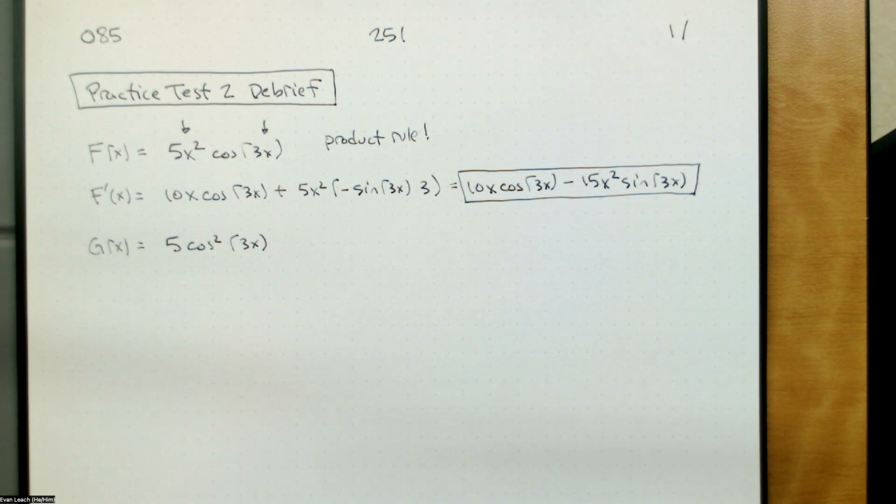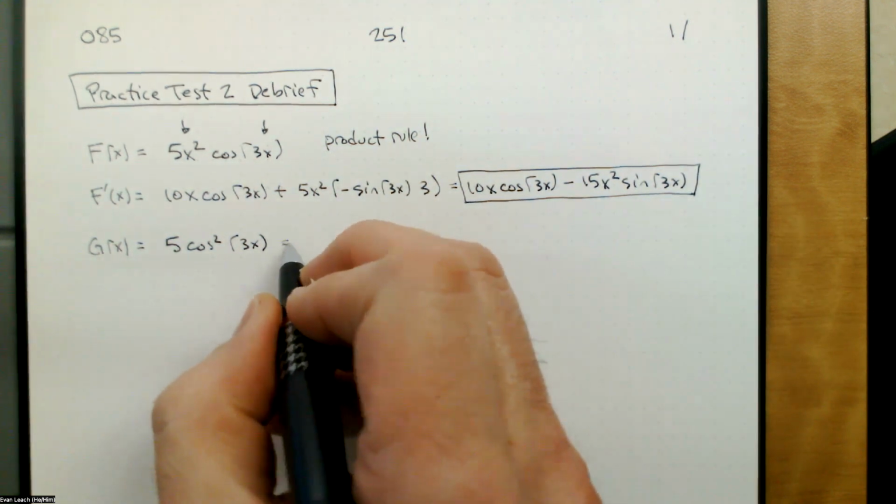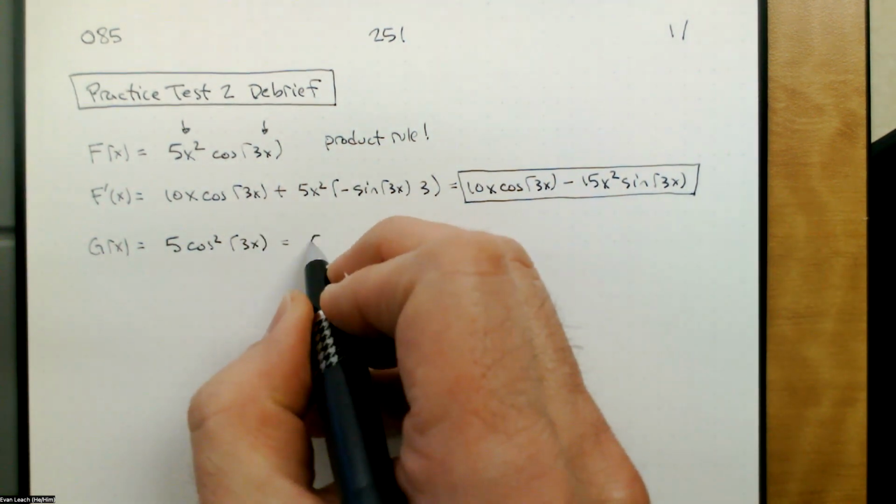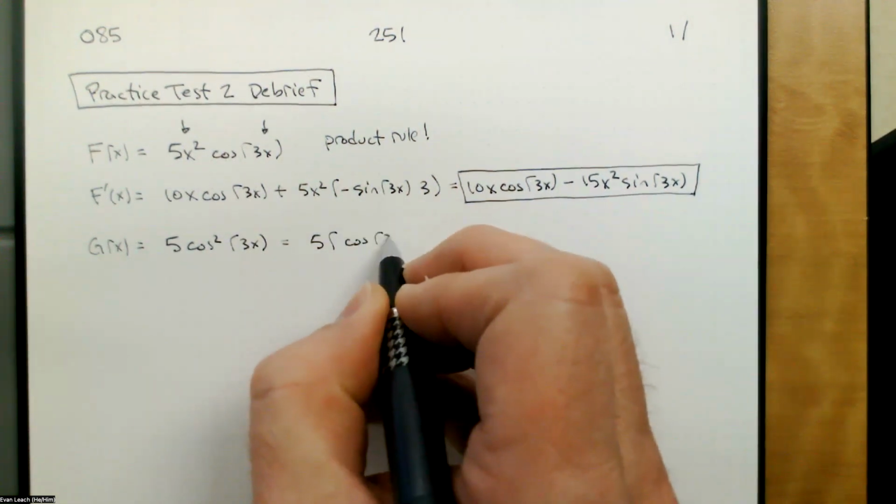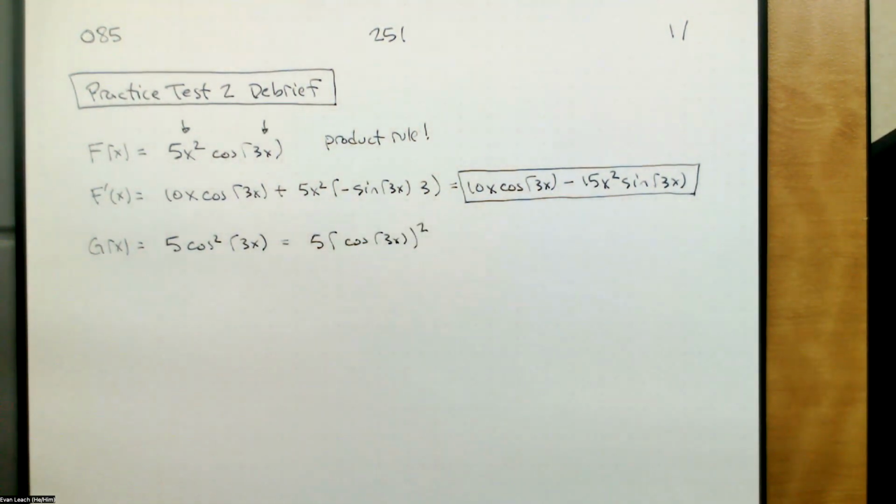No product rule here because there's only one instance of x in the whole problem. We can read this as 5 times the cosine of 3x, squared. When you rewrite the cosine squared, you need an extra set of parentheses. Some of you rewrote this and wrote cosine of 3x squared. That's the cosine of the square of 3x, not the square of the cosine of 3x. So if you're going to use this strategy to help you see the chain rule, you need to be careful with your extra set of parentheses.